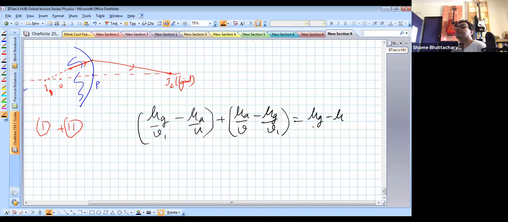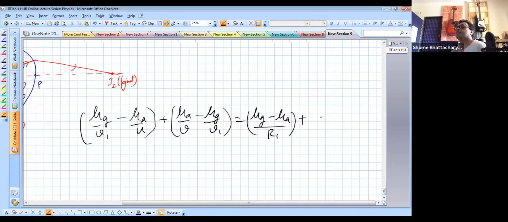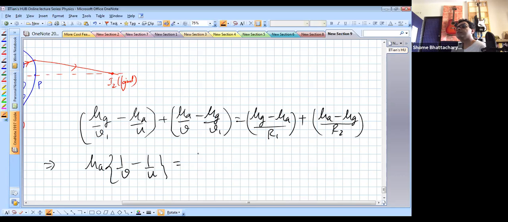we had mu g minus mu a divided by R1 in the first equation. And the second equation, when we added, just had the negative of this, mu a minus mu g divided by R2. I'll explain the steps in between also, so don't worry. So this and this term cancel. So we have refractive index of air into 1 by V minus 1 by U. On the other side, if you take refractive index of glass minus refractive index of air common, 1 by R1 minus 1 by R2.